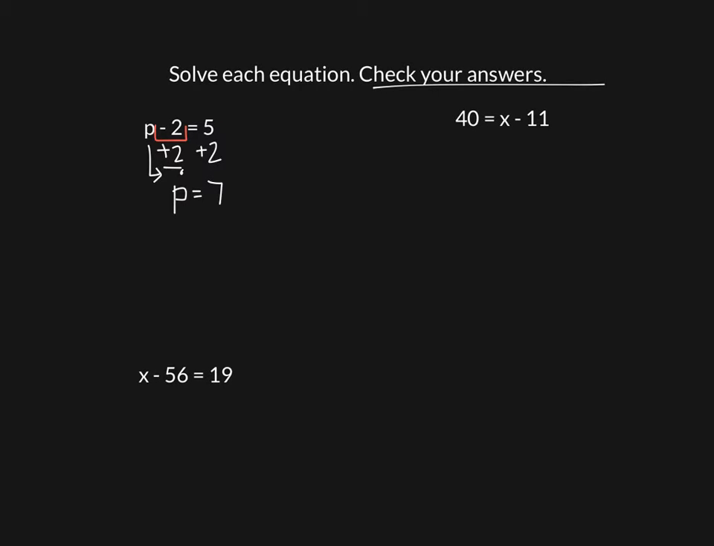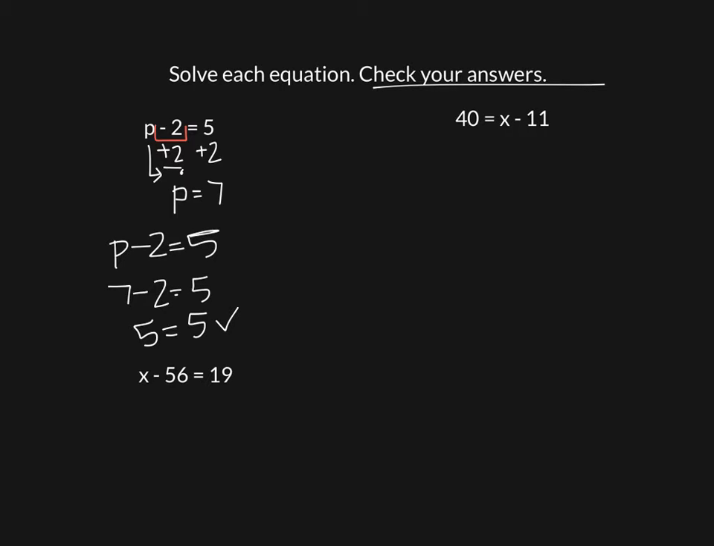It says check your answer. So I write down my original equation and I check my answer. Instead of a P, I'm going to put 7 minus 2 equals 5. And 5 equals 5. Checked my work.